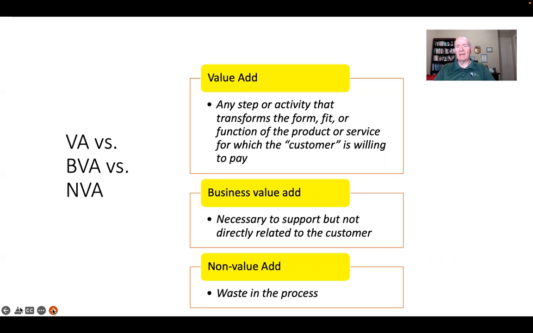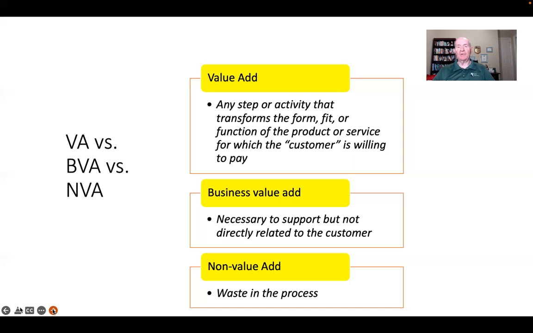So a value add is really what the customer is willing to pay for. That's what they expect when they interact. And I've used the term patient, but let's think about customer. So the customer could be the payer, the customer could be the supplier. There's a lot of different customers that we need to seek to add value to that relationship that we have.